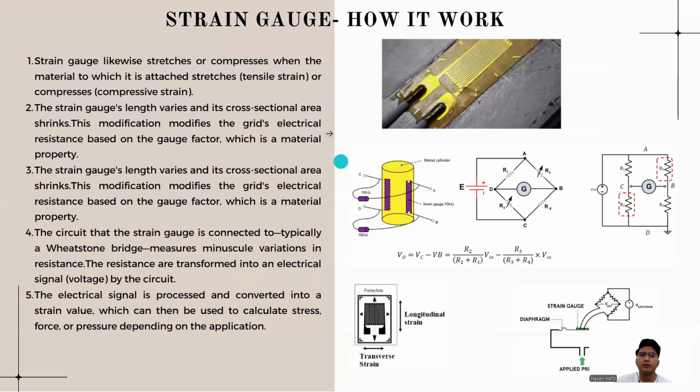So here I will talk about the strain gauge. A strain gauge stretches or compresses when the material to which it is attached stretches or compresses. Then the strain gauge length varies and its cross-sectional area shrinks. This modification modifies the grid electrical resistance based on the gauge factor, which is a material property.